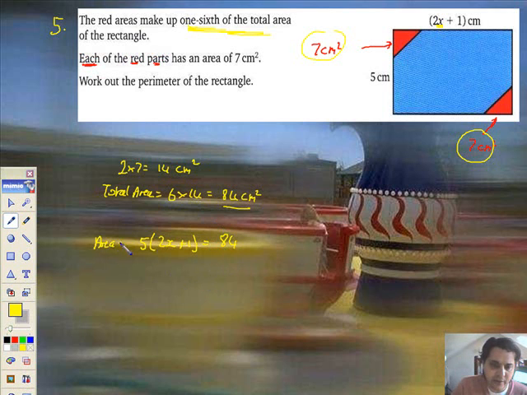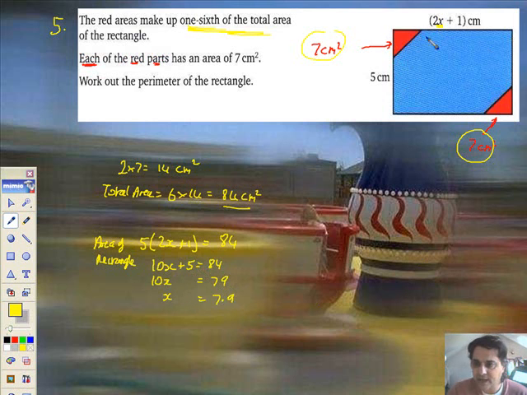So let's have the word area of rectangle. It doesn't ask me to work this out, but I simply have to. Multiplying out, 10x plus 5 is 84. 10x is going to be 84 take away 5. That comes to 79. So x is going to be 79 divided by 10, 7.9.